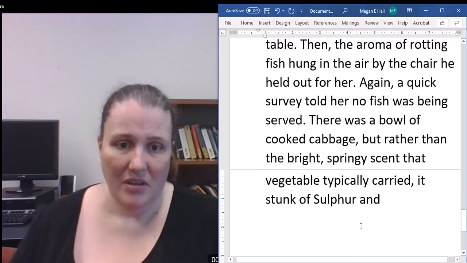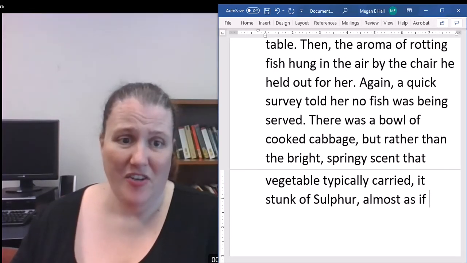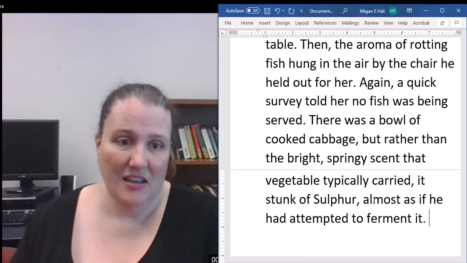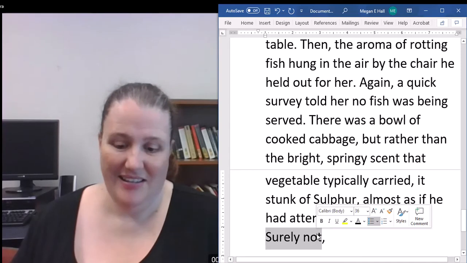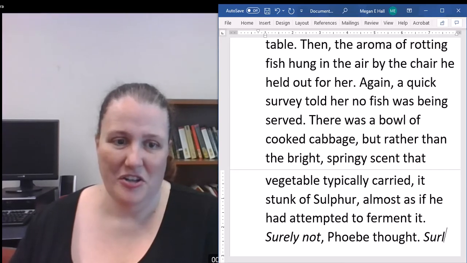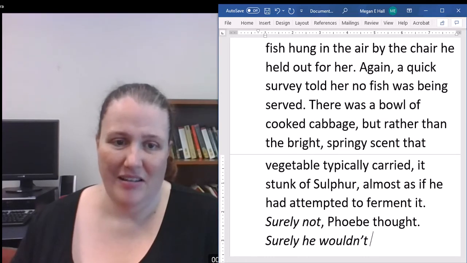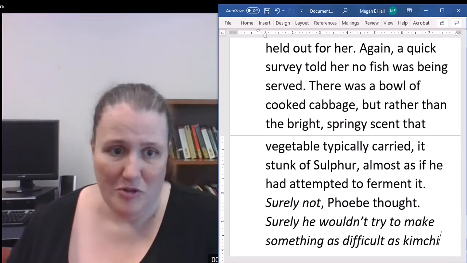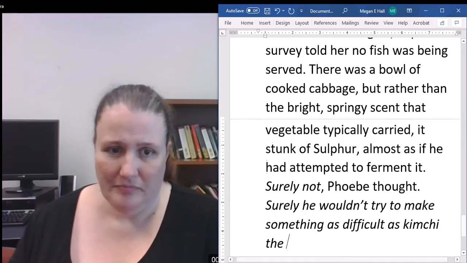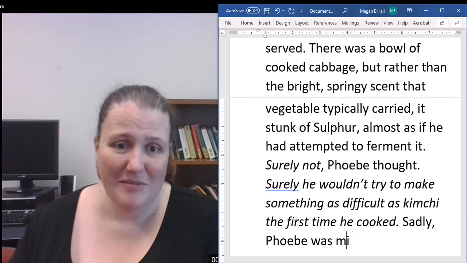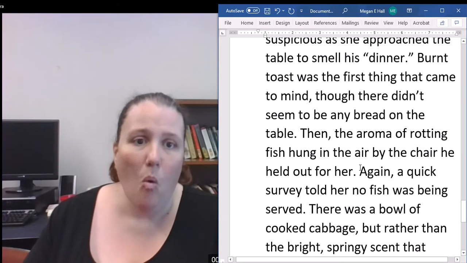And sulfur, capital? Okay. Almost as if he had attempted to ferment it? Surely not, Phoebe thought. Surely he wouldn't try to make something as difficult as kimchi. I think I'm spelling this right. Let me check it. It's not, because I don't eat it. Kimchi. As difficult as kimchi the first time he cooked. Sadly, Phoebe was mistaken.